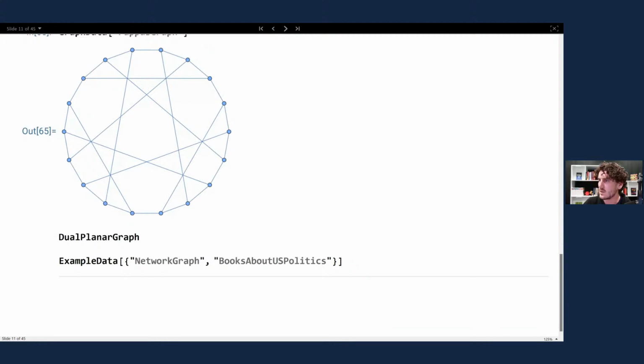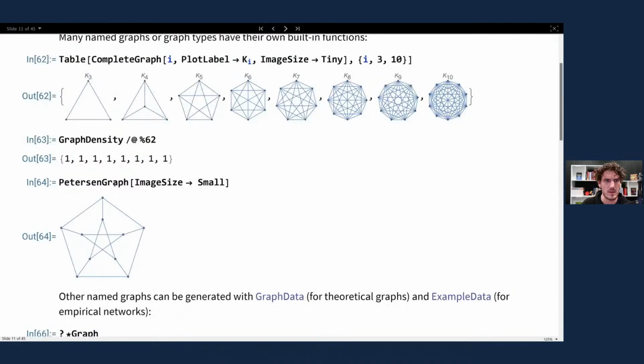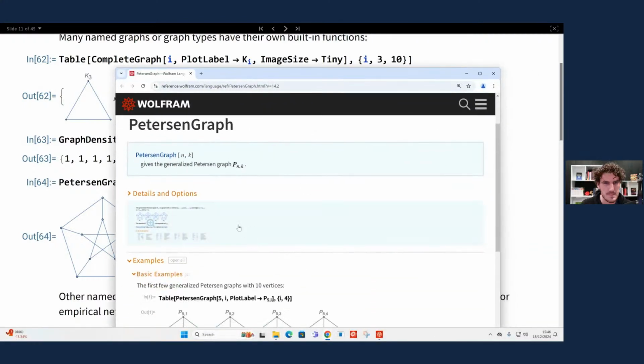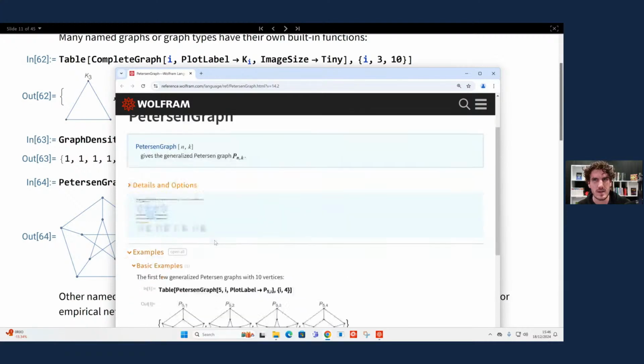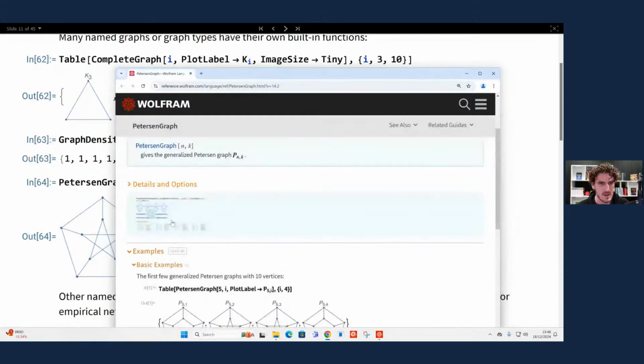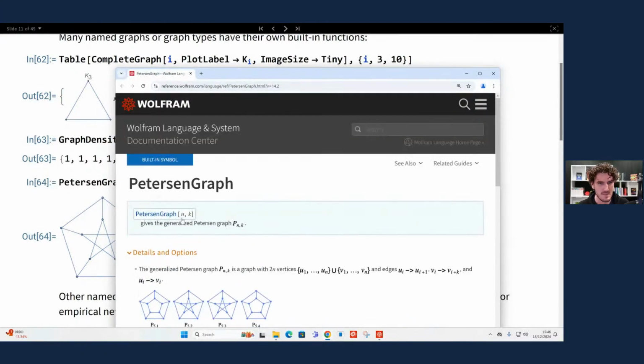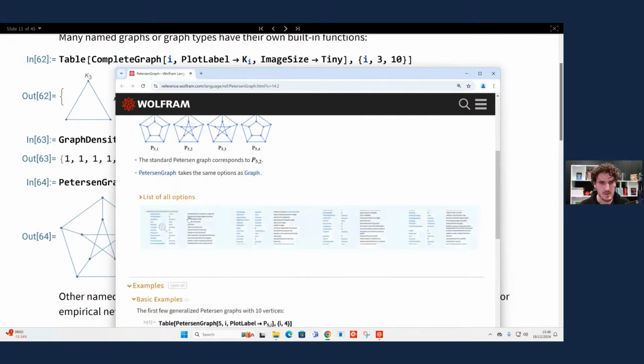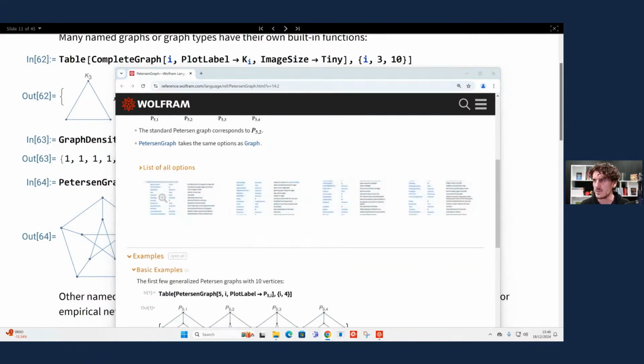Can the Peterson function be applied recursively so that one can have a three-layer version of the Peterson graph? Hmm, good question. I mean, applied recursively, do you mean like Peterson graph of n and k? Because I'm hesitant to try that because this is the only documented arguments you can give it. So I'm not sure. There may be other ways you can do what you're saying there, Barry, but I'm not entirely sure.